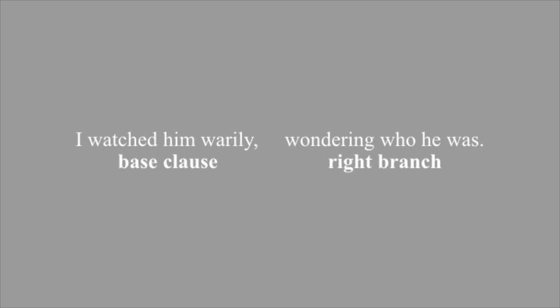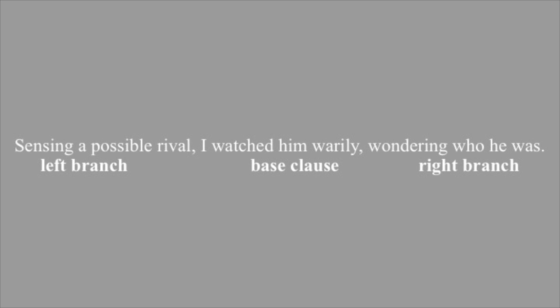A base clause can also contain left and right branches. So for example, sensing a possible rival, I watched him warily, wondering who he was. And that is how Ralph Ellison wrote the sentence in Invisible Man, a base clause with branches left and right. Sensing a possible rival, I watched him warily, wondering who he was.